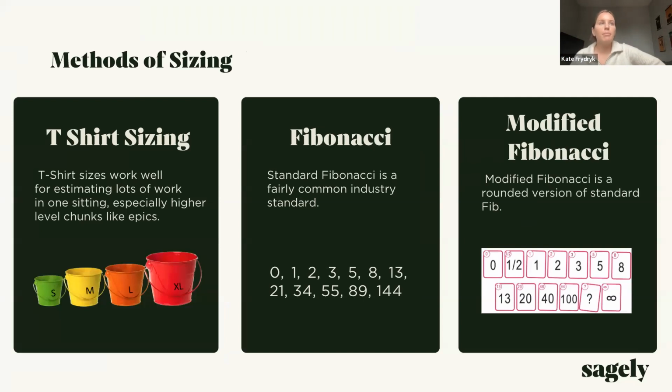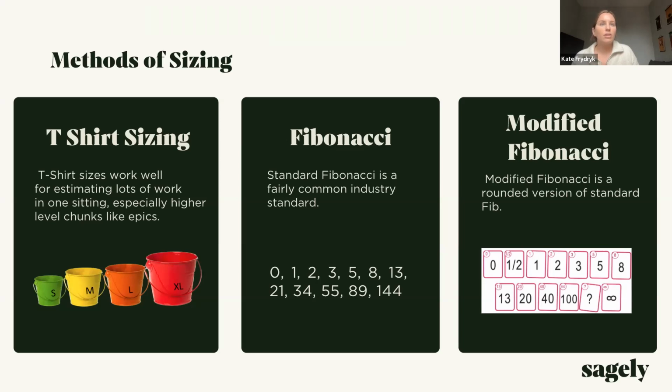All right, so talking about methods of sizing. There are a couple different ways that we can do sizing. There's t-shirt sizing. T-shirt sizing works well for large bodies of work, and if we want to quickly go through a bunch of features or large bodies in one quick sitting, like higher level chunks like epics. So we have buckets here. You can use buckets, you can use t-shirt sizes. They're all the same. We refer to them as small, medium, large, extra large. You could also add in extra small.